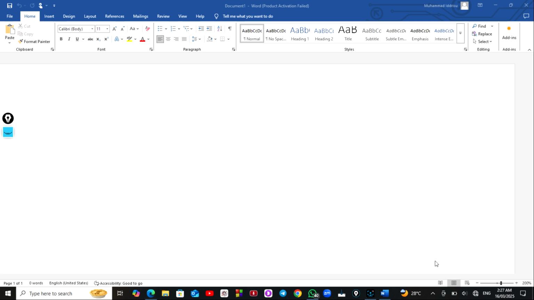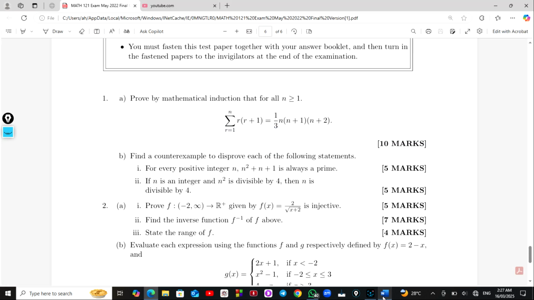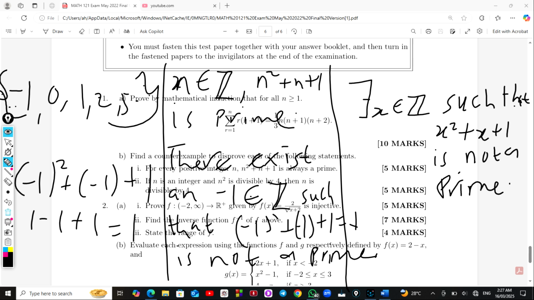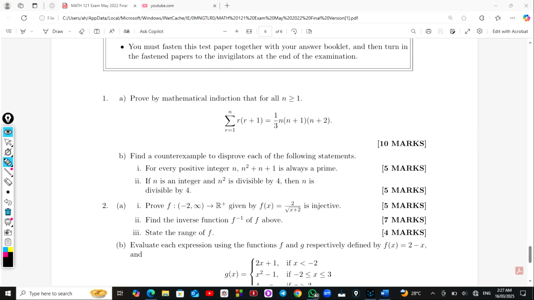So let's look at the B part. It's B(i), so we are done with the i part. We are going to look at the ii part. If n is an integer and n squared is divisible by 4, then n is divisible by 4. This one too, we can easily find a counterexample to the question.